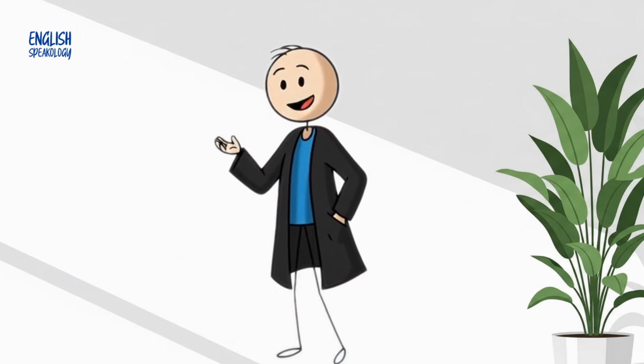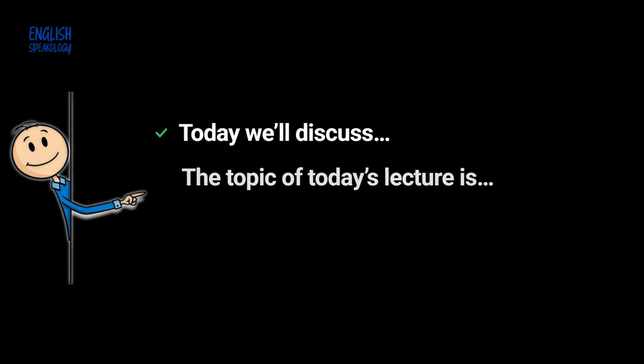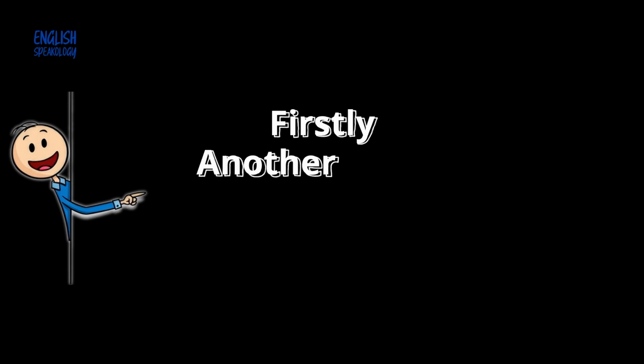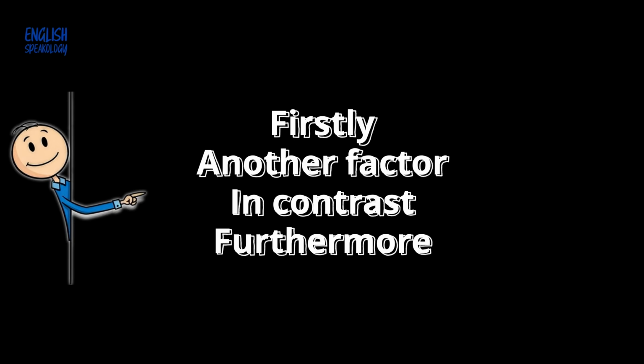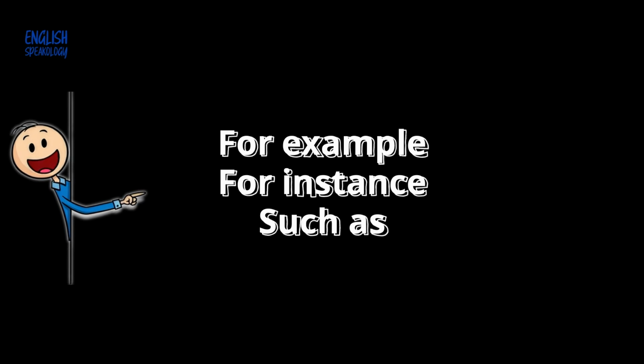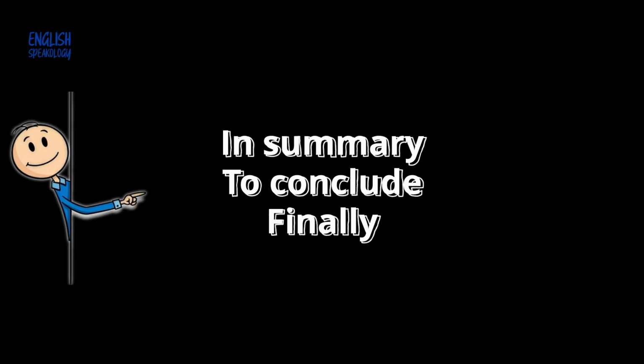Following ideas and structure. Section 4 is like a university lecture roadmap. Listen for structure words. Introduction markers: today we'll discuss, the topic of today's lecture is, let's begin with. Main points: firstly, another factor, in contrast, furthermore. Example markers: for example, for instance, such as. Conclusion markers: in summary, to conclude, finally. These words help you stay oriented.